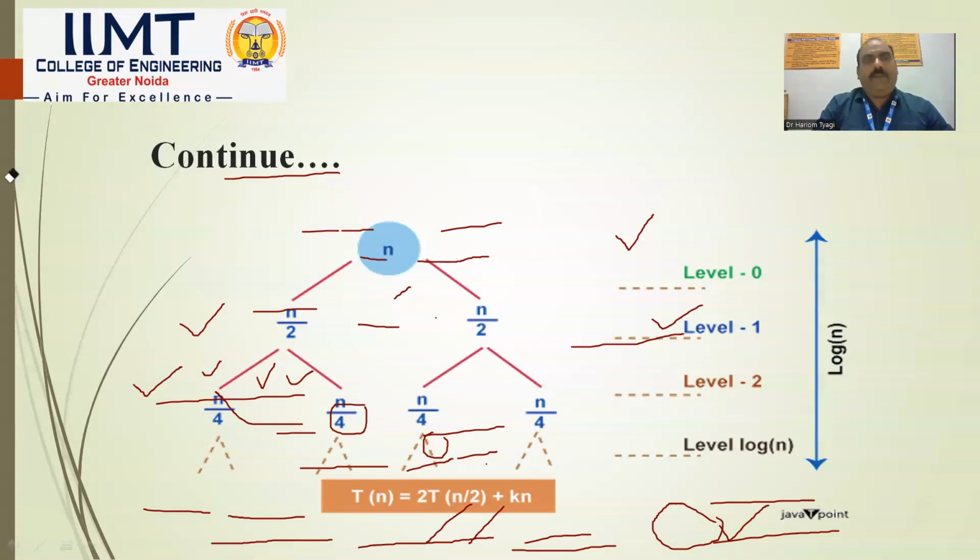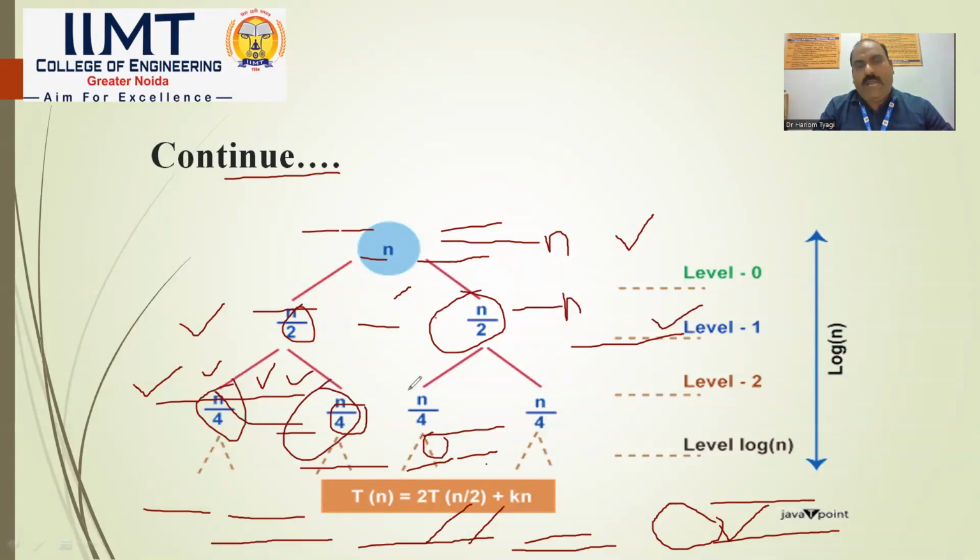And after that, what is the cost of this? This cost is n. What is the cost of this level? n by 2 plus n by 2. n by 2 plus n by 2. This one, n by 2 plus n by 2. What is the cost of the next level? n by 4, n by 4, n by 4, and n by 4. What does 4 times n by 4 mean? The cost of this level is n. All levels have the cost n.